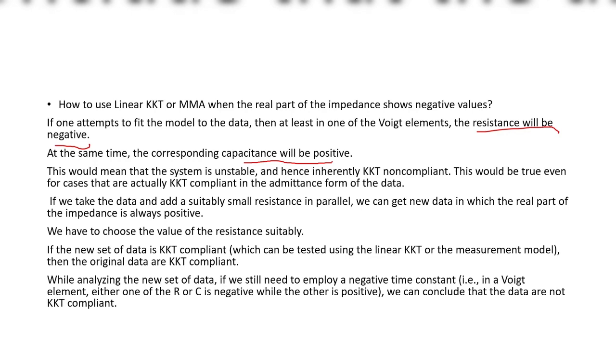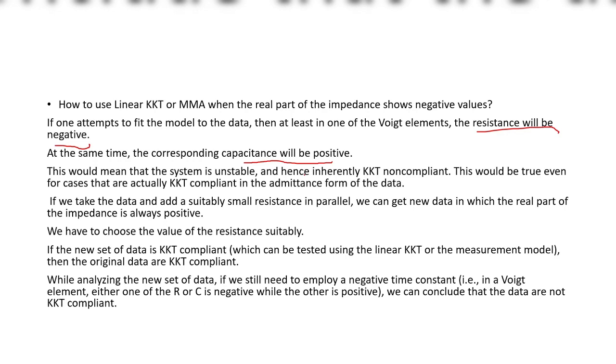So how is it happening? You have to take data where the real part is negative, try to fit it with a model, and see whether you get a negative resistance and a positive capacitance. When I try to give a physical significance to that, it has no value. You are getting a negative resistance and so on, so you will say that it is not compliant. But for the same system, if I change it into admittance form and then do the analysis, I can say it is KKT compliant.